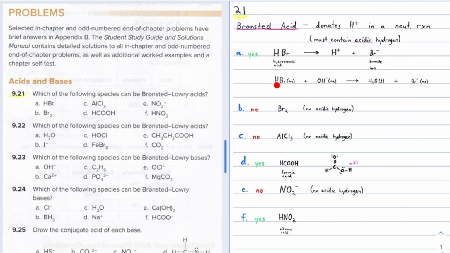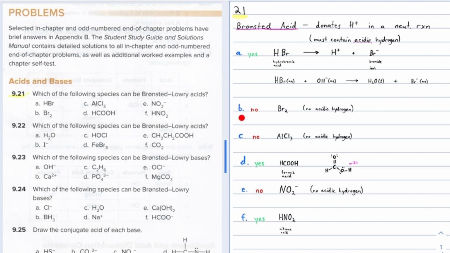And this is how it works in a neutralization reaction. Suppose you have a base, a strong base hydroxide ion. And so here's your HBr. It's in solution, and the hydroxide ion is in solution. They come in contact with one another, and the proton is donated over to the hydroxide. That turns hydroxide into water, and the bromide is left behind.